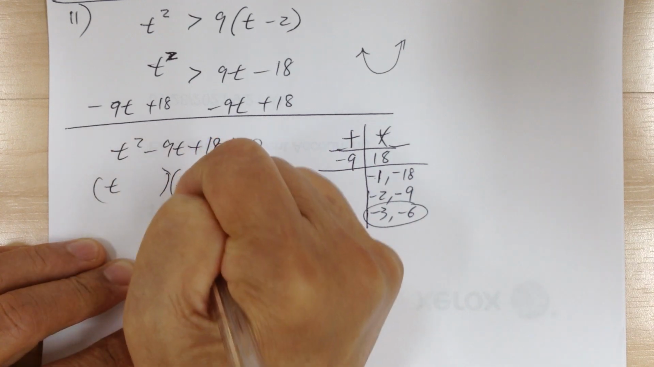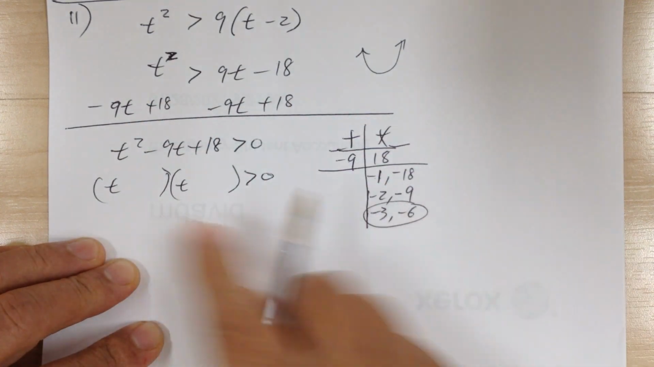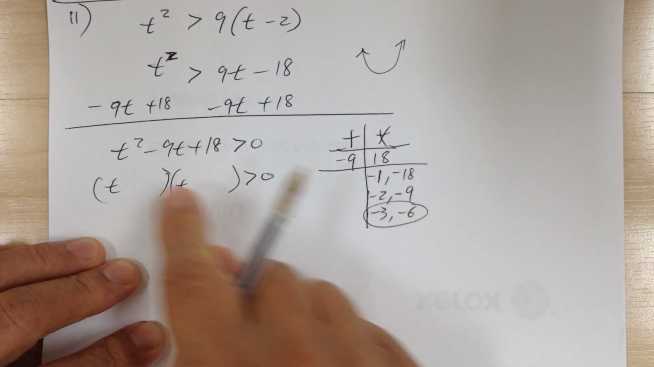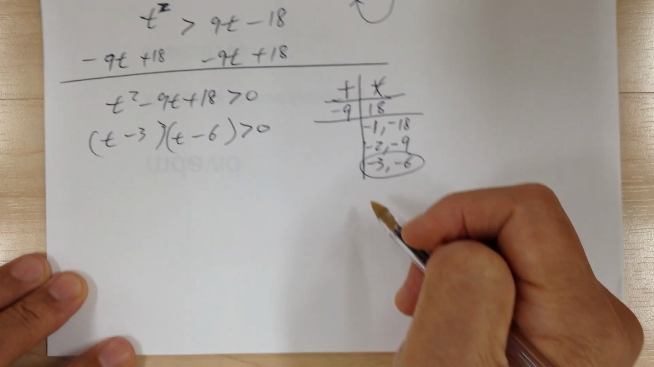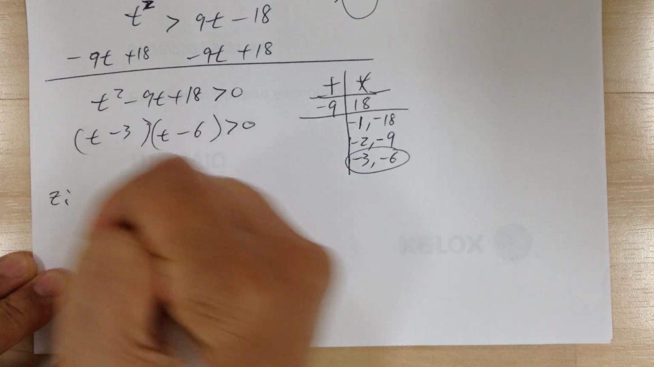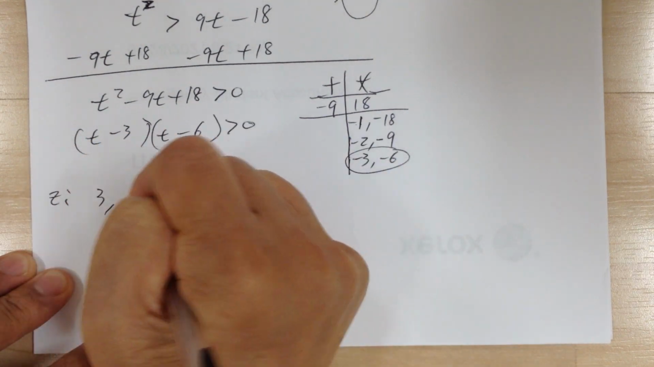So break down the t. t times t gives you t squared, and the coefficient is 1. So whatever you see is whatever you put down: minus 3, minus 6. Okay, so your critical values, or your zeros, are the 3 and the 6, right?